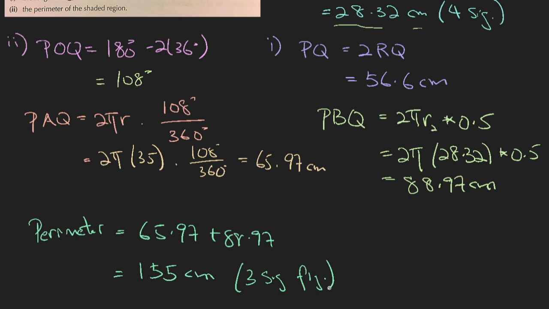Let's look at another example. In this figure, O is the center as usual, radius 8 meters, points R and P fall on the circumference of the green circle. So given the angle inside, find the perimeter PQR. So PQR is made of 3 lines: the straight line PQ, the straight line RQ, and the curved line RP. So let's see how we can find these 3 sides.